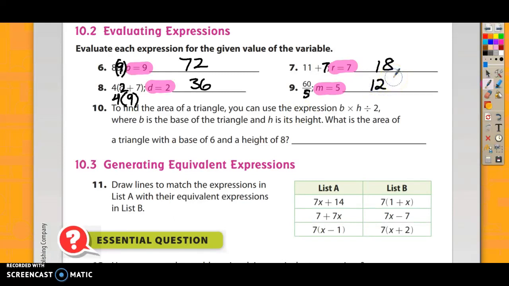Okay, number 10. To find the area of a triangle, you can use the expression base times height divided by 2, where b is the base of the triangle and h is its height. What is the area of a triangle with a base of 6 and a height of 8? So we can draw a picture of it.